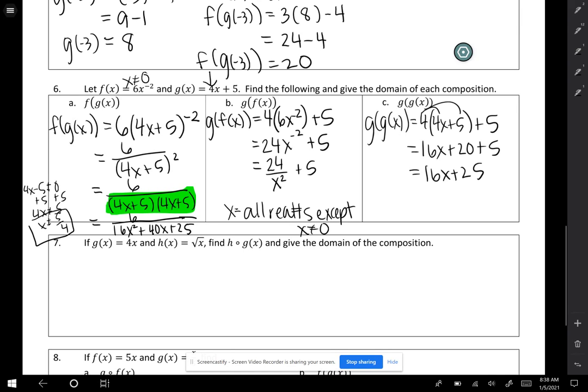Now this function doesn't have any restrictions because x is not in a root, and x is not in the denominator of a fraction. We can multiply 16 and 4 by any number. So our domain is all real numbers.